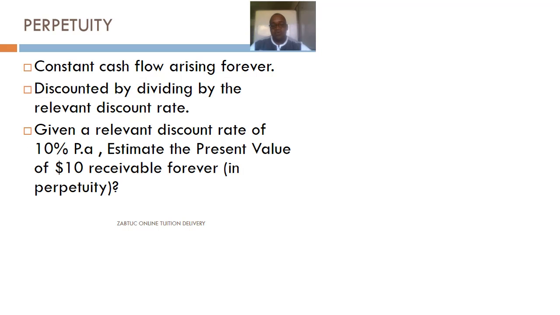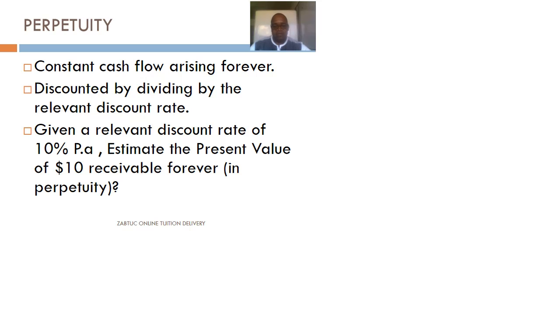We've got another cash flow called a perpetuity. What is a perpetuity? This is a constant cash flow arising forever. So the same figure arising for the foreseeable future, forever. The point again is, how do we discount such a figure? The answer is, a perpetuity is discounted by dividing that perpetuity or constant cash flow by the relevant discount rate.